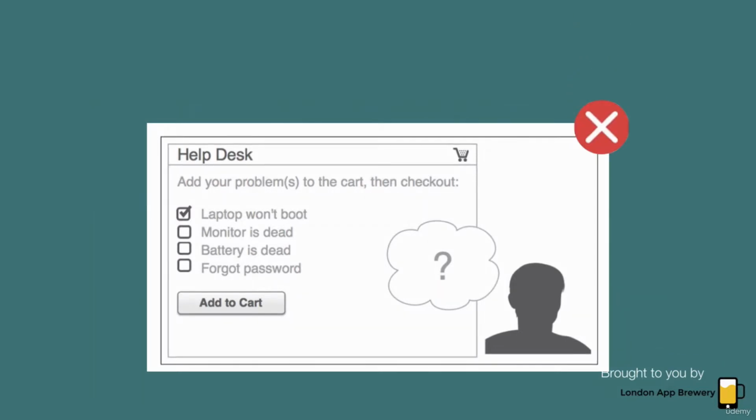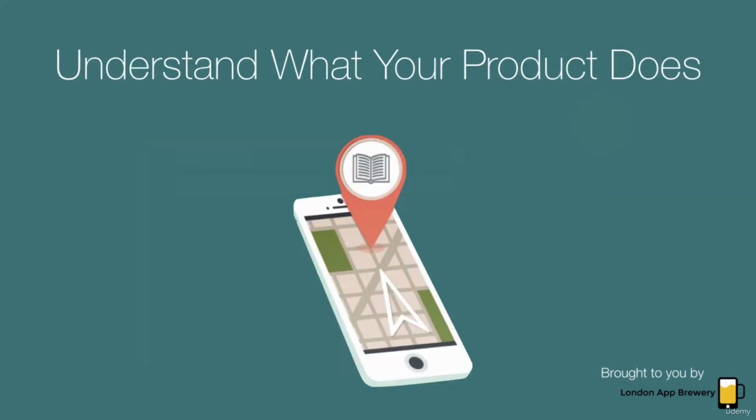And a confused user is an unhappy user. So think about consistency, not just in terms of appearance, but also in terms of functionality. So if you're making a website for people to submit their IT problems, don't make it like it's an e-commerce platform. It's very confusing and very jarring. So understand what your product does, understand what your branding is, what it is that your company is all about, and try to make your designs on your app or on your website consistent with that.